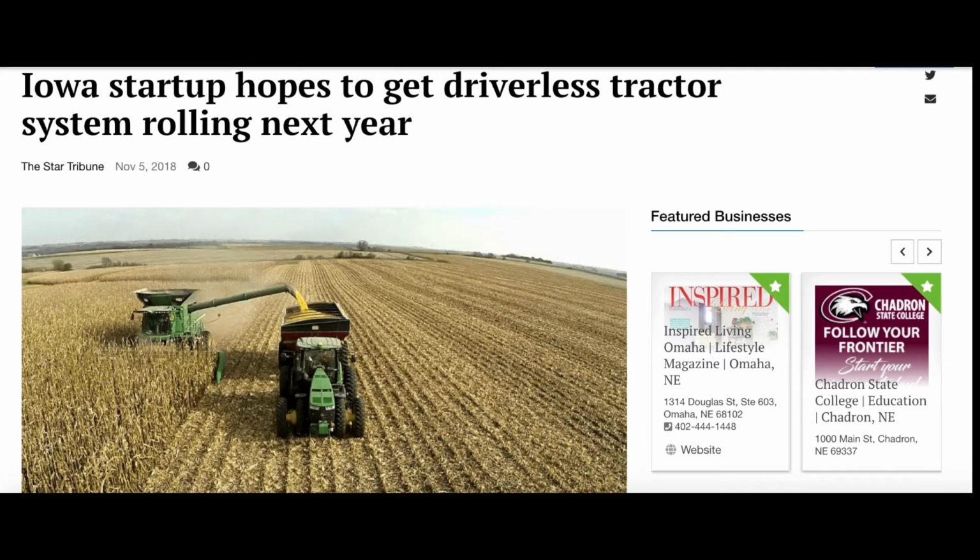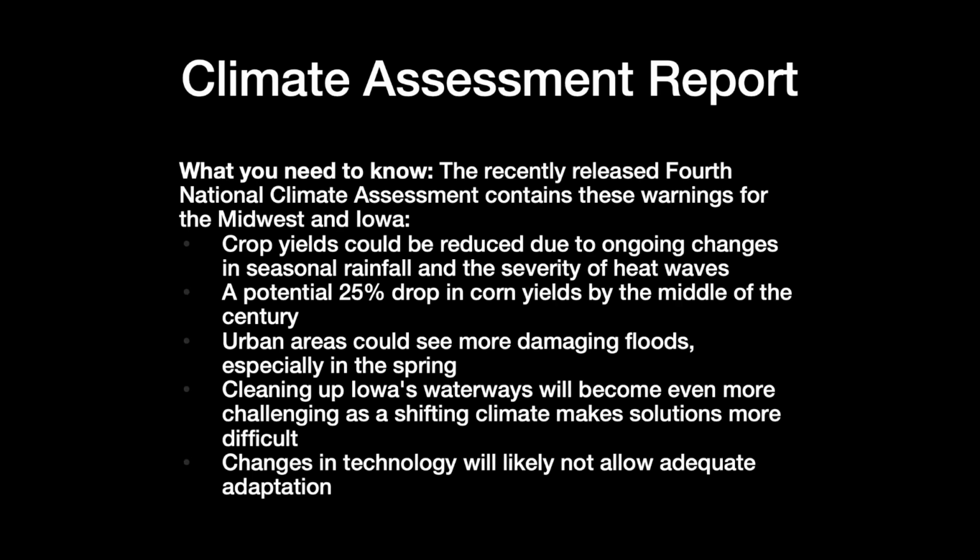Or in the Midwest in Iowa, where we love John Deere, there's a startup that's going to get driverless tractors. Think about the computer science needed for a tractor to understand the terrain, the crops, the hills, elevation, weather, everything else in order to properly harvest crops. And this climate assessment report just came out by the National Climate Assessment, and things are happening.